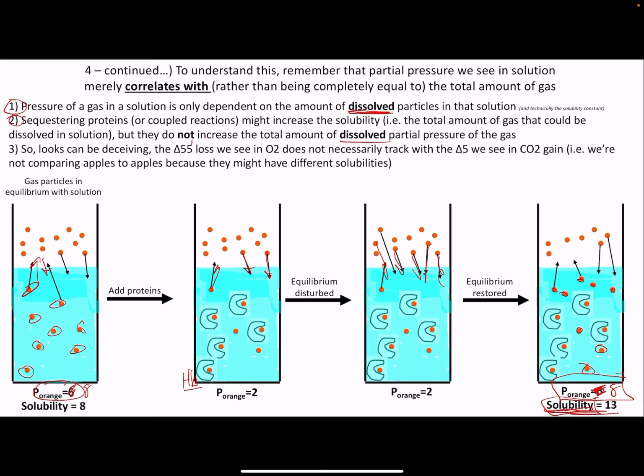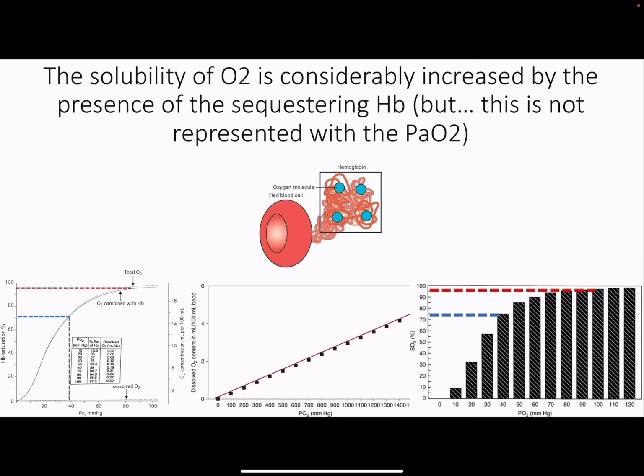The point being that with the 55 loss and the 5 gain, there might be more going on behind the scenes with the solubility and sequestering proteins and secondary formation reactions and things like that. So starting with the oxygen, its solubility is considerably increased by sequestering hemoglobin, like we just saw on the last slide. What we talked about in a previous section is that the dissolved O2 is a very small proportion of the overall O2. The hemoglobin holds on to a vast majority of the oxygen. So the dissolved part is the only thing that's directly accounting for the pressure.